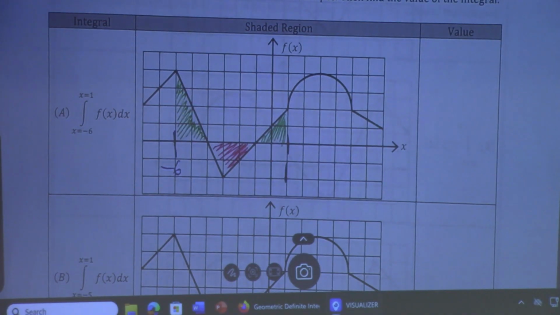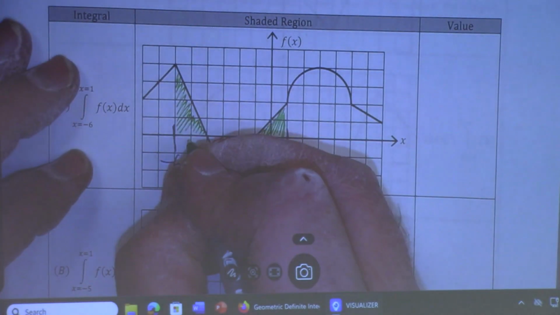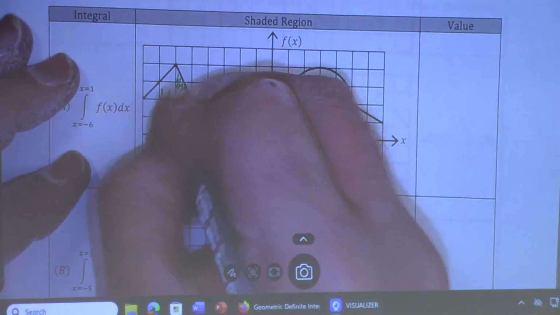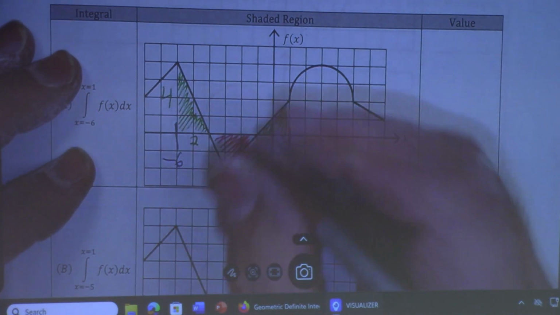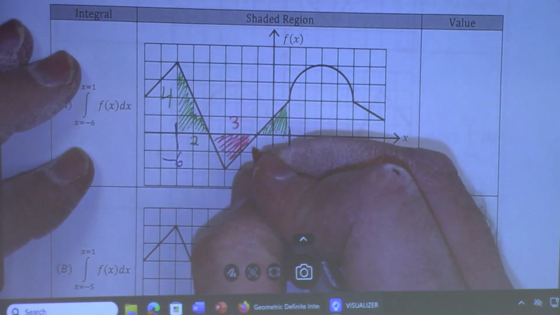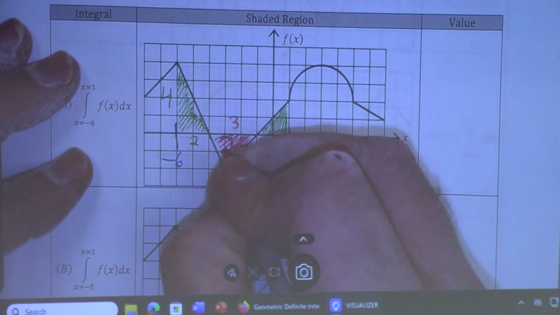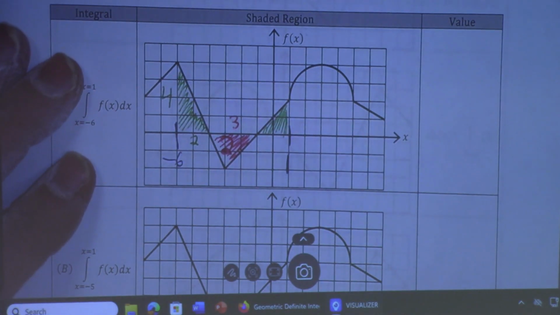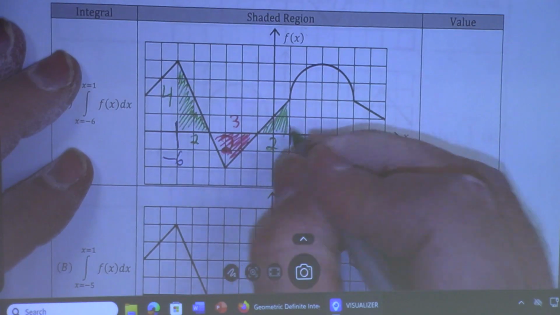So let's look at these triangles. Notice this left triangle has a base of 2 and a height of 4. This red triangle has a base of 3 and a height of 2. And then this other green triangle has a base of 2 and a height of 2.